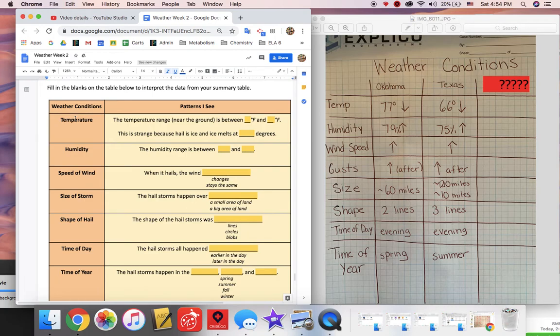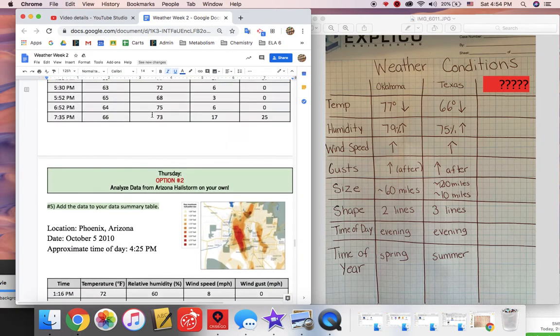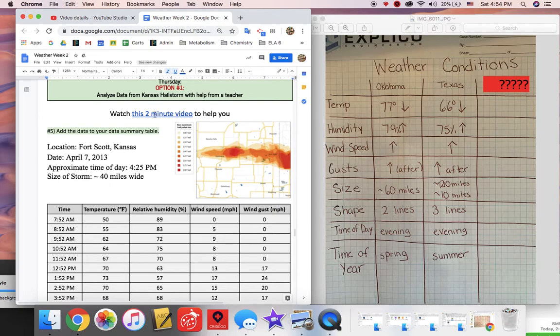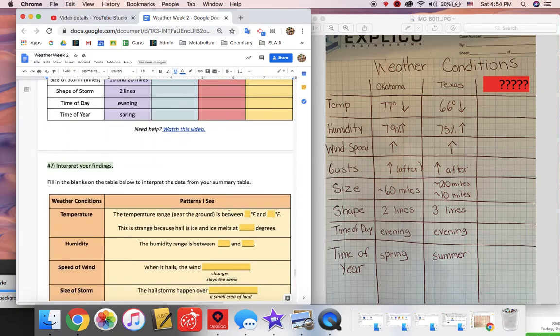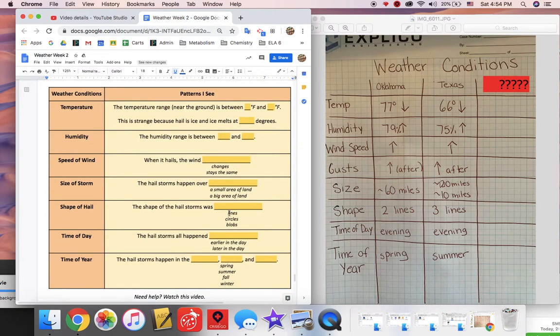If you're watching this video, you need help filling out your summary table. Remember, we did Texas together in our 5-minute Edpuzzle, and if you needed help with this column, you can scroll up and watch this video to fill out this column. Once you have 3 columns, you'll be able to identify patterns in your summary table.